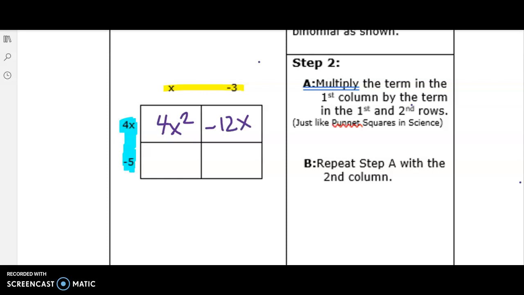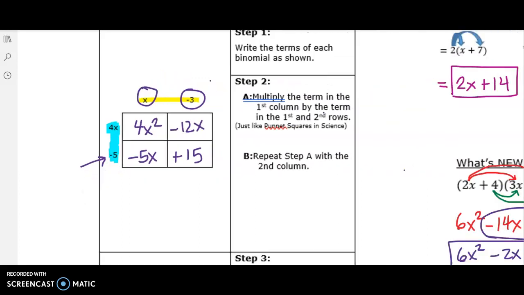Now I'm going to take that negative 5 right here, and it's going to multiply by both the x and the negative 3 to get those final two boxes. So negative 5 times x is negative 5x, and negative 3 times negative 5 will give us a positive 15. You can put the plus if you want, but you do not have to.